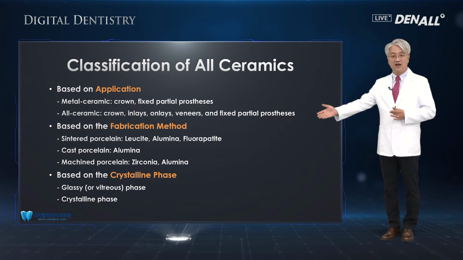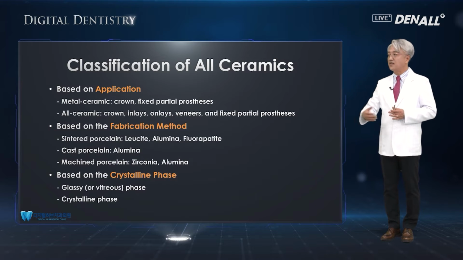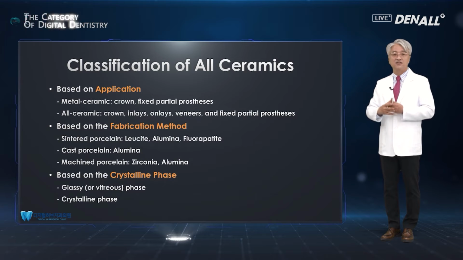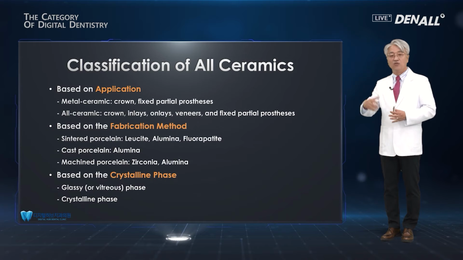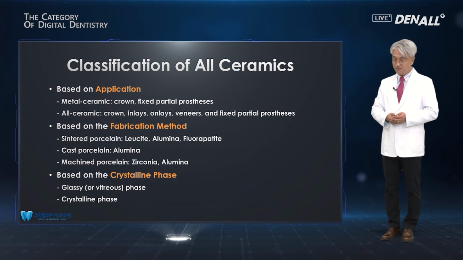And in terms of crystalline phase, whether that exists or not, you could use a glassy phase or some materials. You can also go to or beyond the crystalline phase. So this is how to change the characteristics of ceramics.